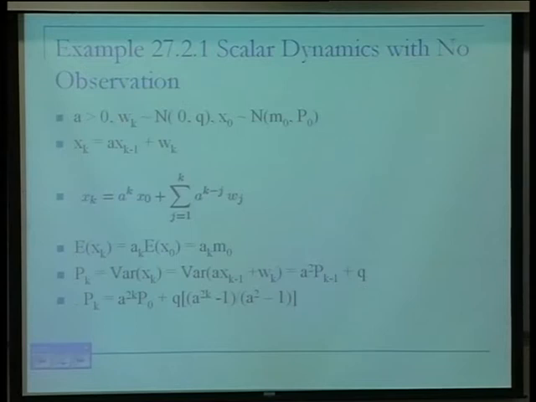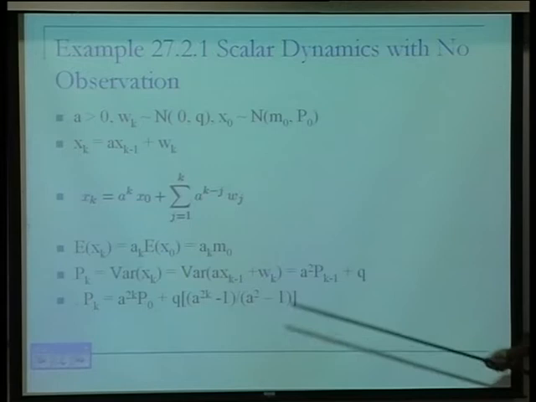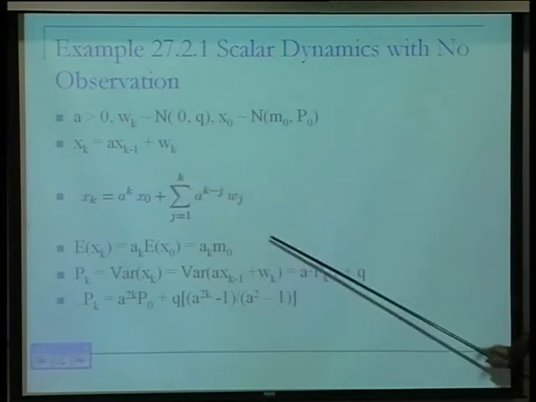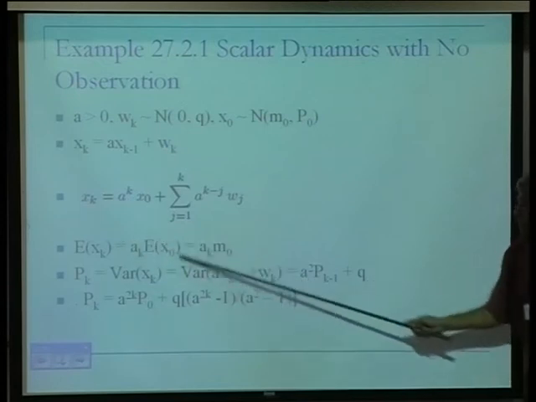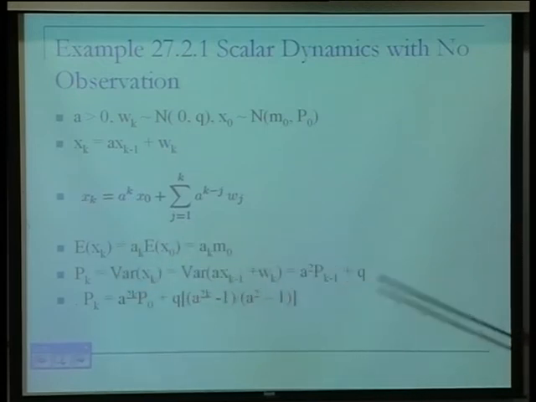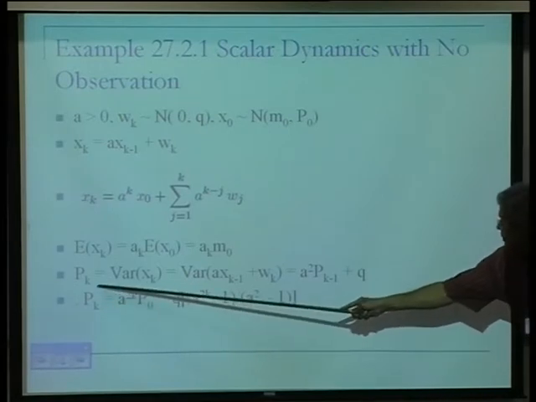Okay. So let us assume scalar dynamics, no observations. This is called stochastic dynamics. So this is a very simple linear system. I can solve this by back substituting. I can compute the covariance of this. Now look at the equation that describes the evolution here.